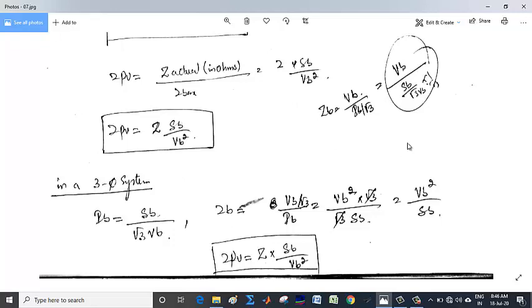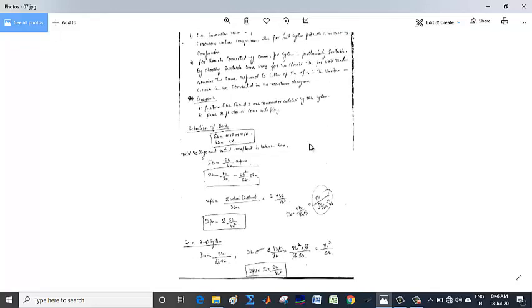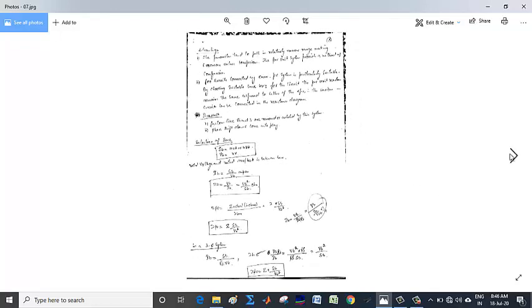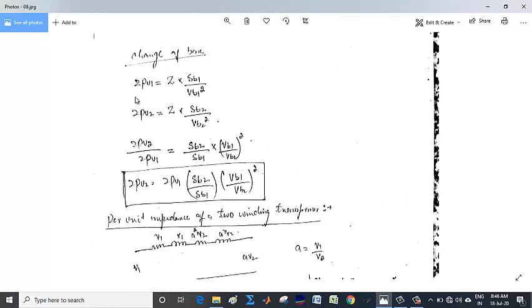There is no difference. Now sometimes you are given the value of Z per unit in one base and you are asked to calculate it in another base. Because from this expression you can see that if base values change, this per unit value of Z will change. The actual value will not change, of course. So when this happens, Z per unit 1 is equal to Z into SB1 divided by VB1 square. Z per unit 2, in the second base where we have different values, that's why I have written subscript 2, will be equal to Z into SB2 divided by VB2 square.